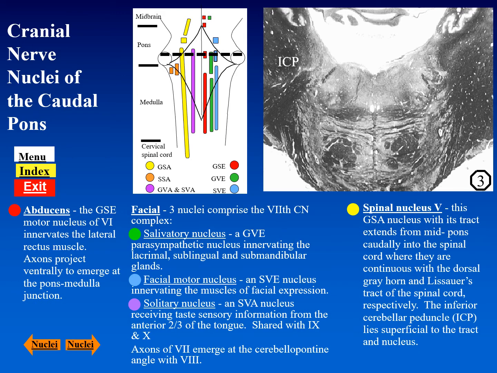Moving on to the caudal pons, we see there are 5 nuclear columns represented here servicing 3 cranial nerves. 1 for cranial nerve number 6, the abducens, 3 for cranial nerve number 7, the facial, and 1 for cranial nerve number 5, the trigeminal.